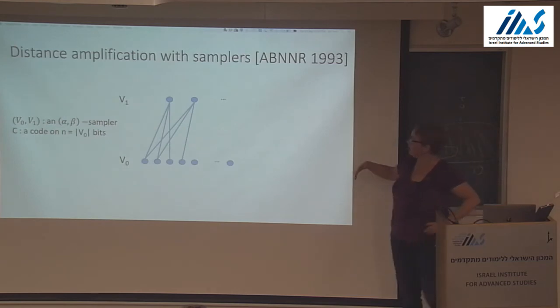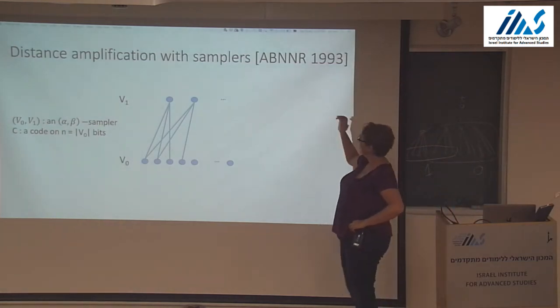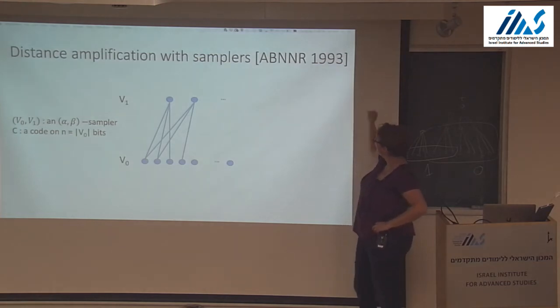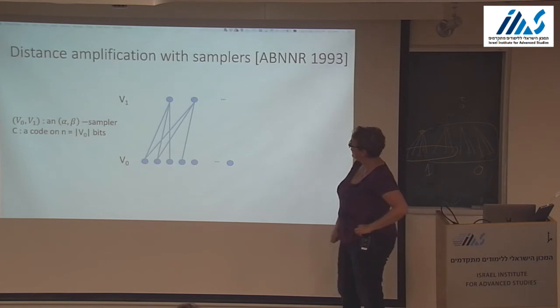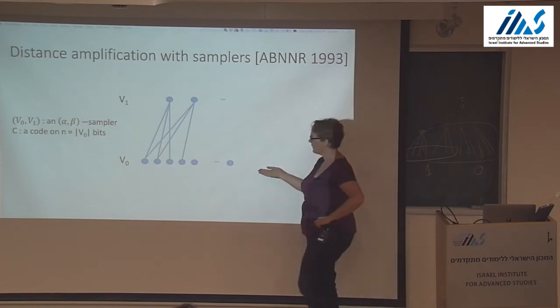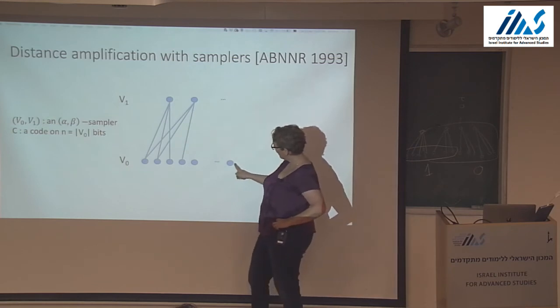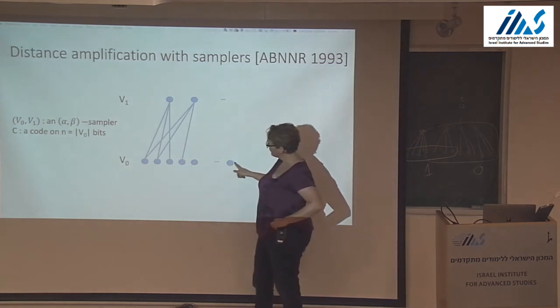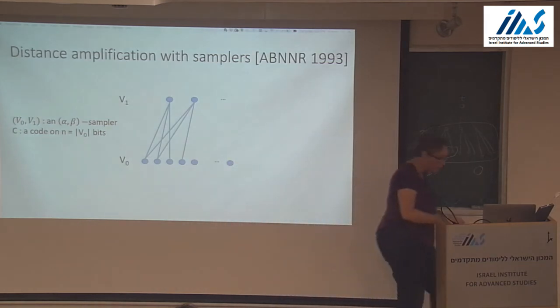So here's a well-known and well-loved distance amplification transformation for codes. This is due to Alon, Bruck, Naor, and Roth. Maybe you've seen it. You have a sampler, just a normal sampler, and you have a code on n bits. So here you have n bits, and you put the codeword here at the bottom.